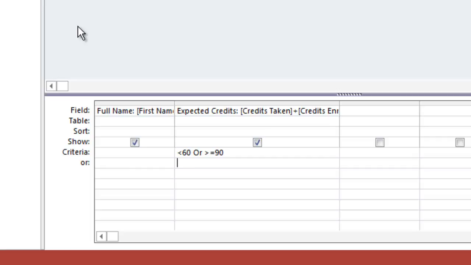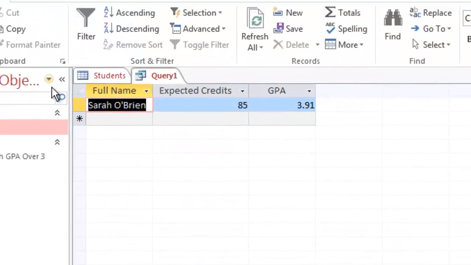So now let's see what happens if we have some additional criteria. So for example, I would like juniors, so let's go back to juniors, who have a GPA of 3 or higher. So I'm going to add GPA to our criteria. And so I've added the criteria here. GPA should be greater than or equal to 3. And I've also got this criteria next to it saying that they should be a junior, greater than or equal to 60 and less than 90 expected credits. Let's run this and see who's included. Just one. Sarah O'Brien has a GPA of 3.91 and credits of 85.